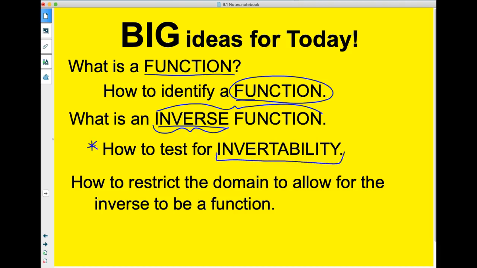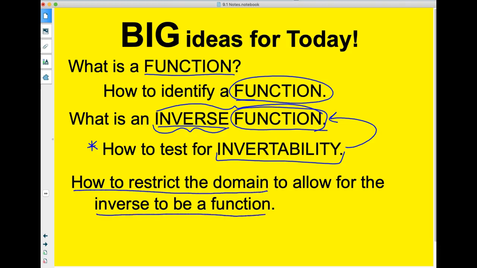And what invertibility means is the inverse will be a function, okay? That's what invertibility means. And if the inverse of something is not a function, how do we restrict the domain so that the inverse will be a function? That's what we're looking at today. It seems really confusing, but it's actually not as bad as it sounds.